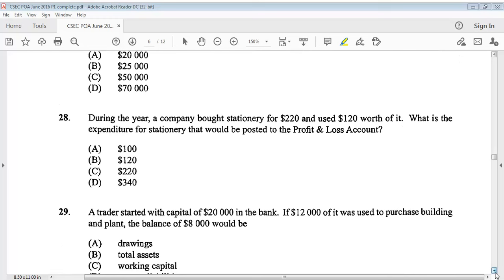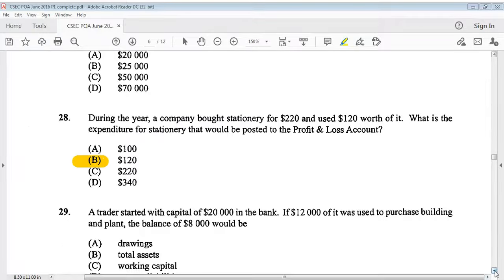Let's go to 28. It says, during the year, a company bought stationery for $220 and used $120 worth of it. What is the expenditure for stationery that would be posted to the profit and loss account? This one is a repeated one. We know that the answer for 28 would be B, the same $120 worth that was used.